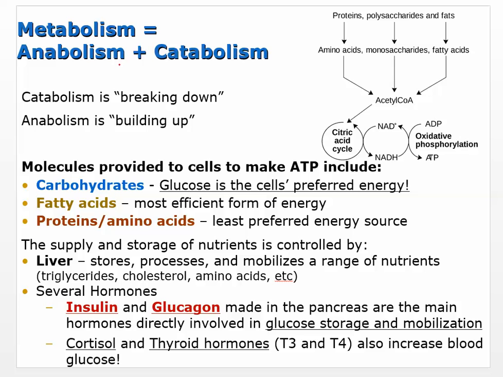So I kind of want to start talking about energy and how that's going to relate to diabetes, because that's mostly what we're going to talk about. But first of all, I want you to understand this concept of metabolism. Now, you may have learned this before, but we keep talking about the increase in metabolism. Metabolism is actually made up of two things. It's made up of breaking molecules down and then building those molecules up.